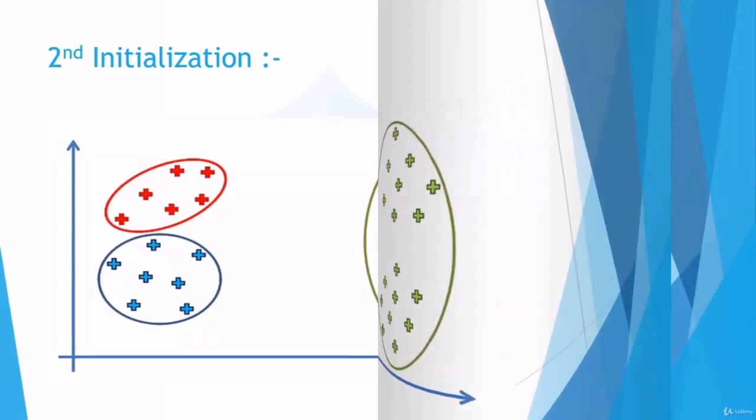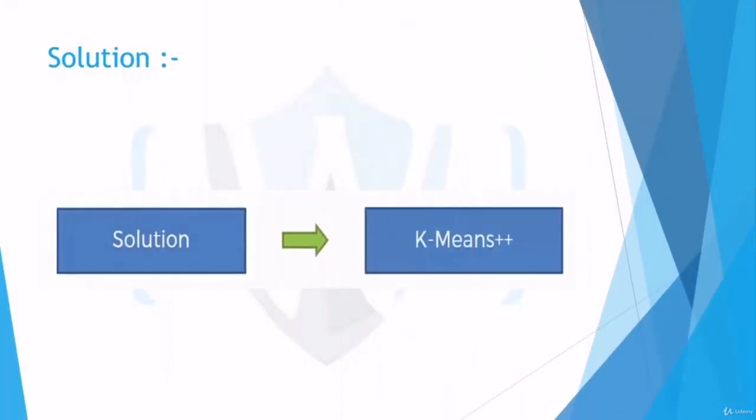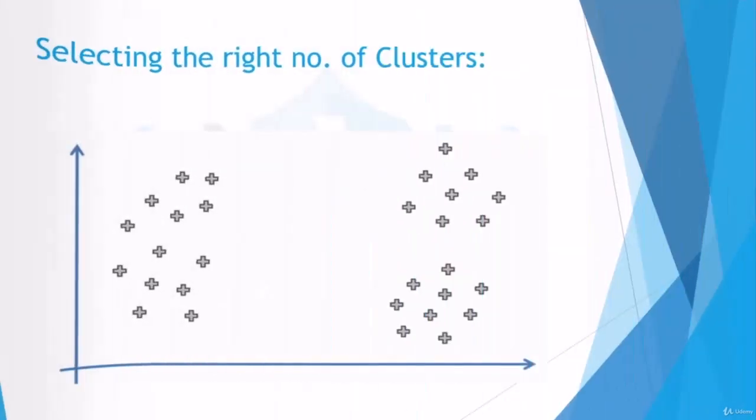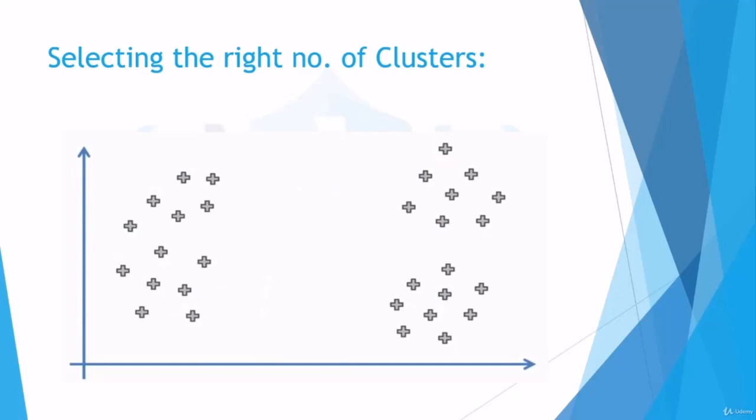To overcome this problem, the solution is the k-means plus plus algorithm, and you don't have to study this algorithm, it's just the dependencies. You just have to apply its dependency or import modules in Python and R language to use this model. Now after this there is one more problem, which is selecting the right number of clusters.